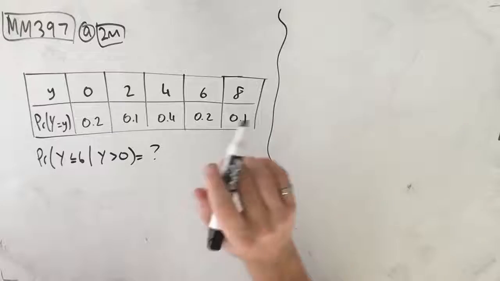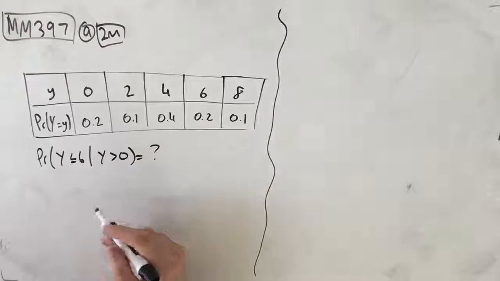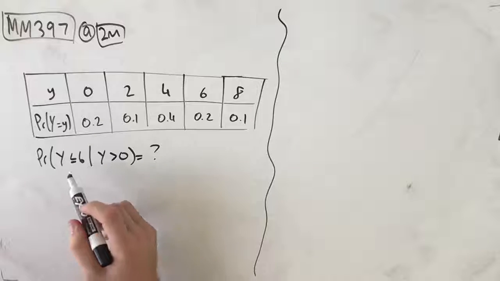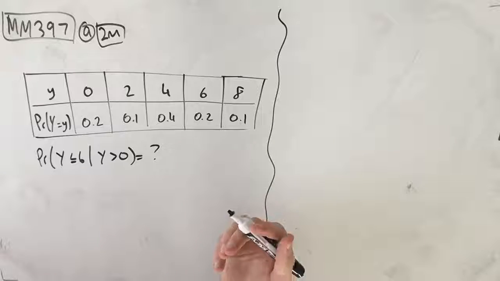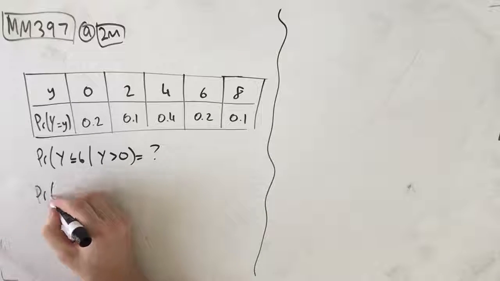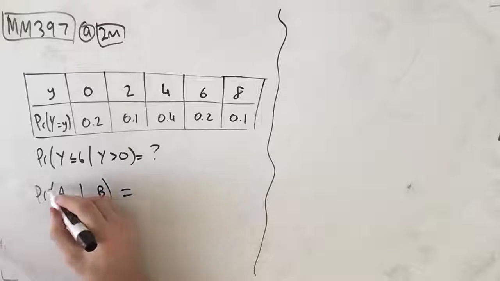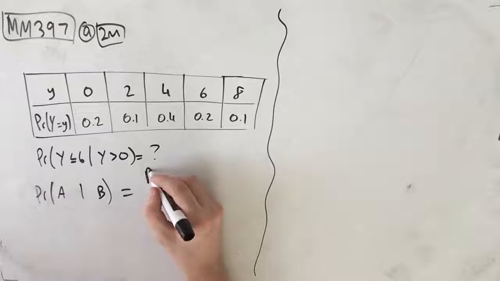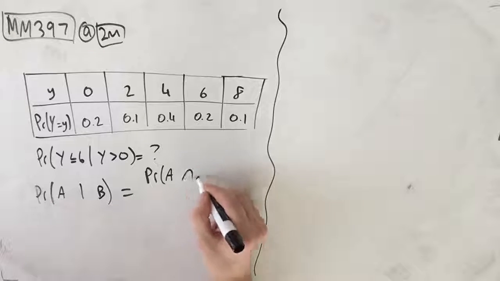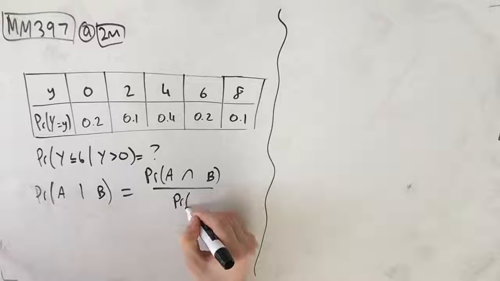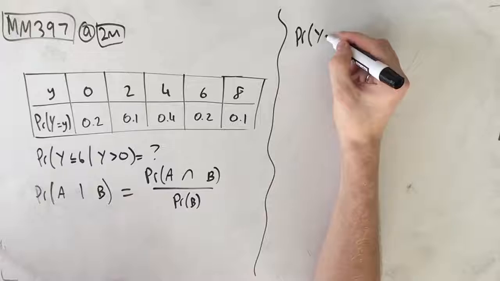So in this question we've got a random variable y which has a discrete probability distribution as shown by this table, and we need to find the probability that y is less than or equal to 6 given that y is greater than 0. Alright, awesome. So first things first, we need to recognize our conditional probability here. The general formula for conditional probability is that the probability of A given B is equal to the probability of A intersect B over the probability of B. Okay, so let's apply that to this equation here.